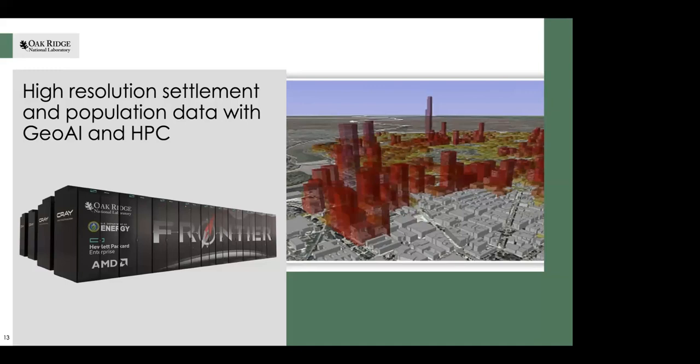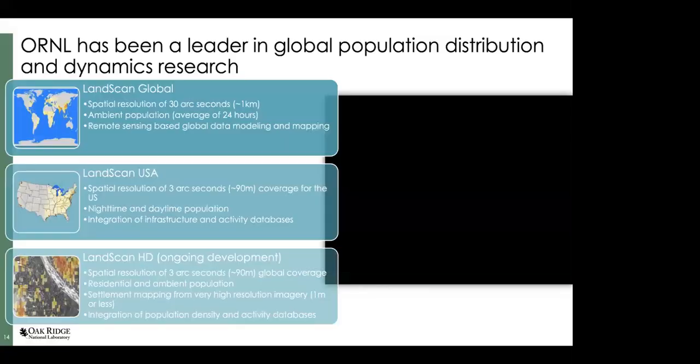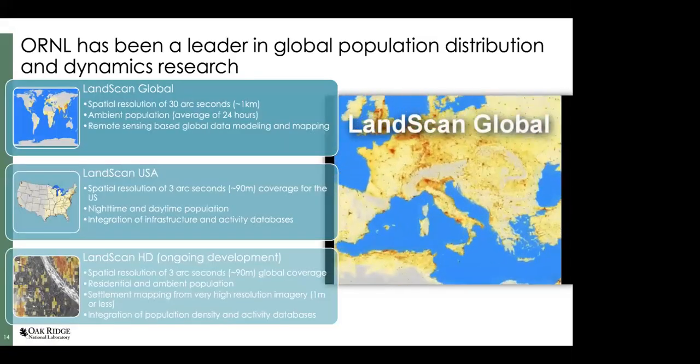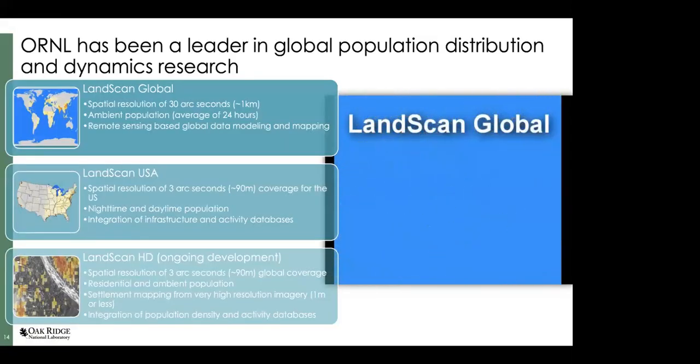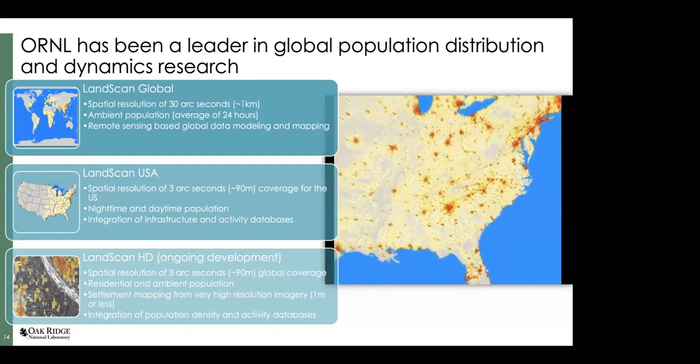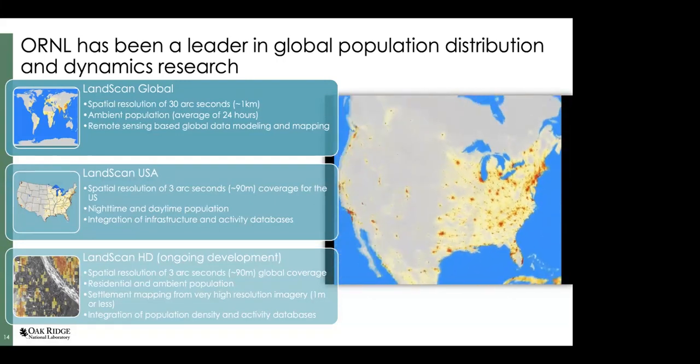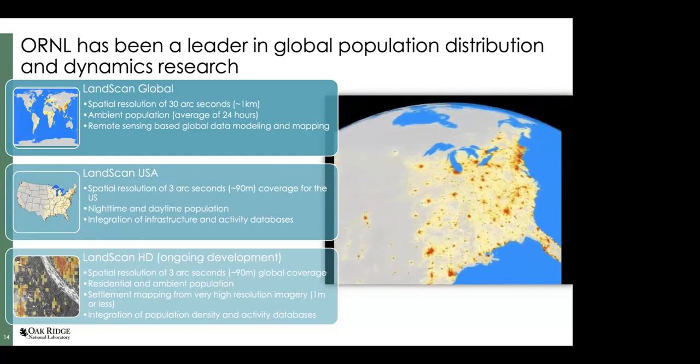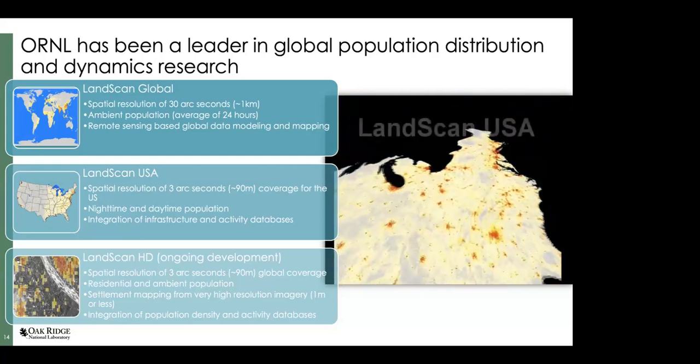So settlements and population. This is something that we have done very successfully for the last 25 years or so. And we are very well known in the world for creating these data sets that everybody around uses and supports decisions every day. So we have a model called Landscan Global that resolves at 1 kilometer, about 30 arc-second resolution for the whole world. So we describe every year how many people are in every roughly 1 kilometer cell.